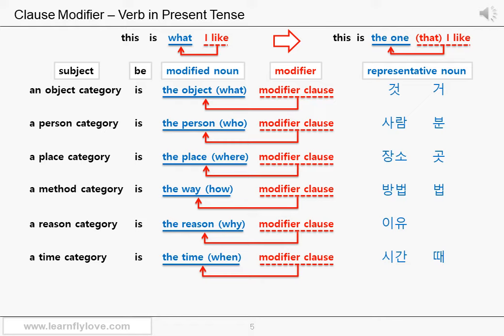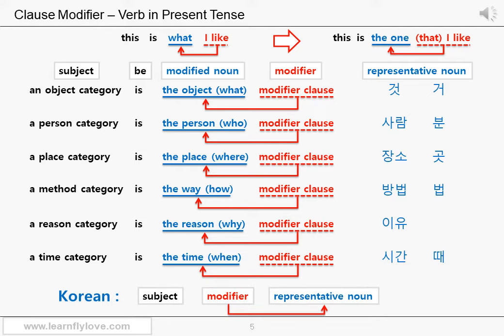Time thing is a little bit complicated. Let's learn more specifically later. So Korean sentence structure is going to be like subject, modifier, representative noun, and a verb. Difficult? We are explaining about the grammar-ish stuff, so it sounds a little bit complicated, but you will understand better as soon as you see some examples.